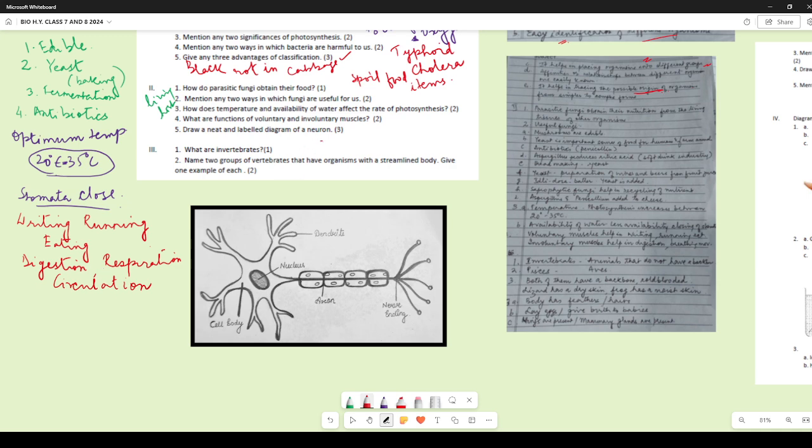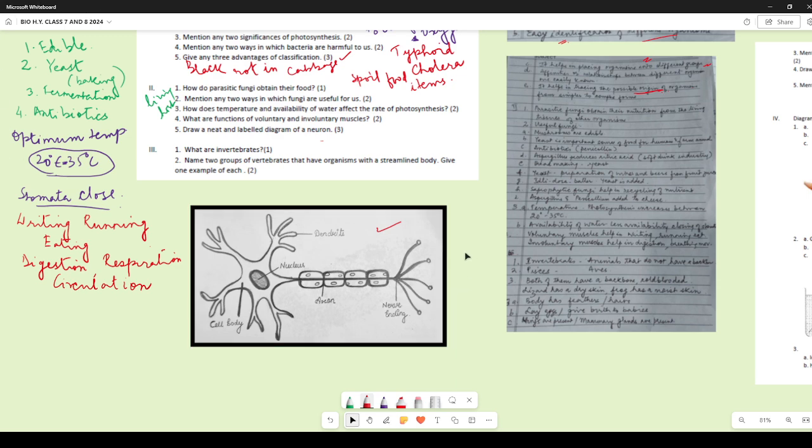Draw a neat and labeled diagram of neurons. So I have shown a diagram over here. A simple diagram like this is more than sufficient, where you mark the dendrites, the nucleus, the cell body, axon, and nerve endings. That is all. So that is all you need to mention over here.